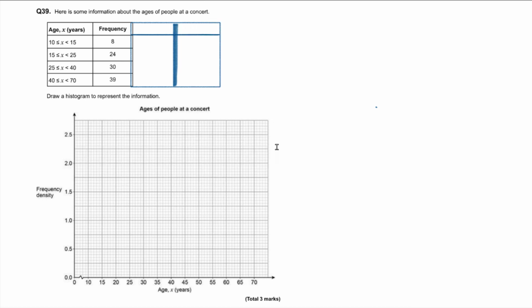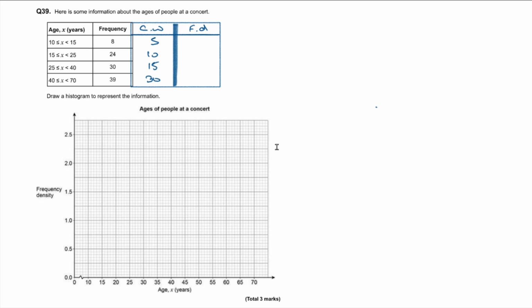Right, so then let's work this out. So this is going to be class width, and this is going to be frequency density, like before. Okay, so class width from 10 to 15, that's got a class width of 5. 15 to 25, that's 10. 25 to 40, that's 15. And from 40 to 70, that's 30.